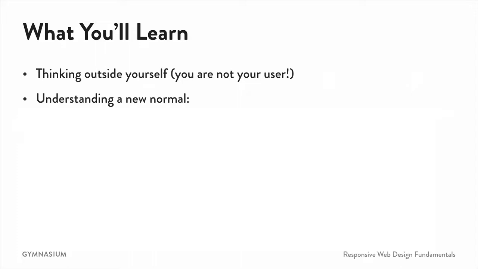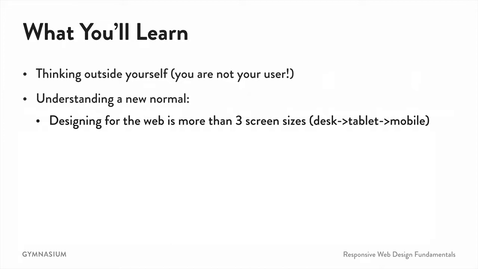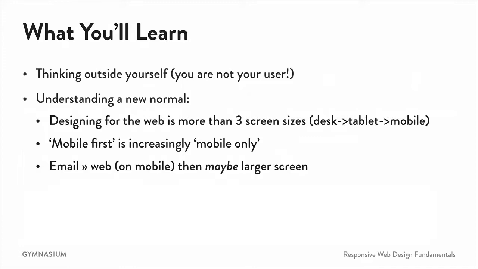One of the things, if you've come at this from more of a traditional desktop background, or you think about websites on a larger screen, is that designing for the web is more than just 3 screen sizes. It's not just desktop, tablet, and mobile. Mobile first is increasingly mobile only. And email is opened overwhelmingly on a mobile device. So if someone clicks on a link in an email, the chances are the first time they're going to see whatever you're linking them to is going to be on their phone. And then maybe, if it's compelling enough, they might look at it on a larger screen.